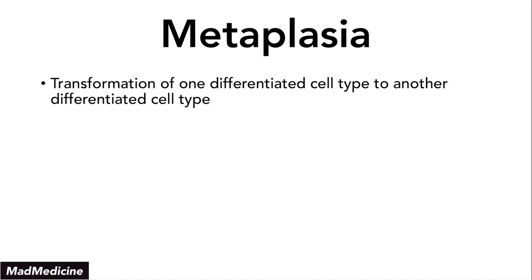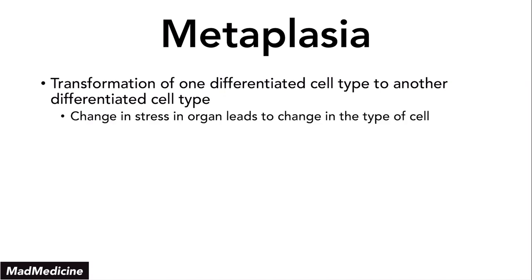Metaplasia is the mechanism where you have the transformation of one type of differentiated cell type to another differentiated cell type. That's very important because metaplasia is another cellular adaptation that allows us to maintain proper function in our body so that our body doesn't get overly stressed out and damaged. This change occurs because of the change in stress on an organ, which leads to one type of cell being formed from another cell.